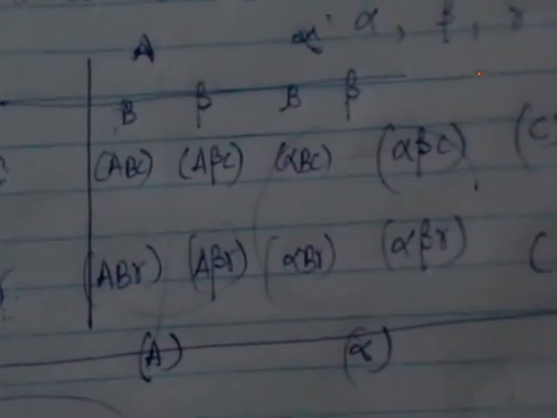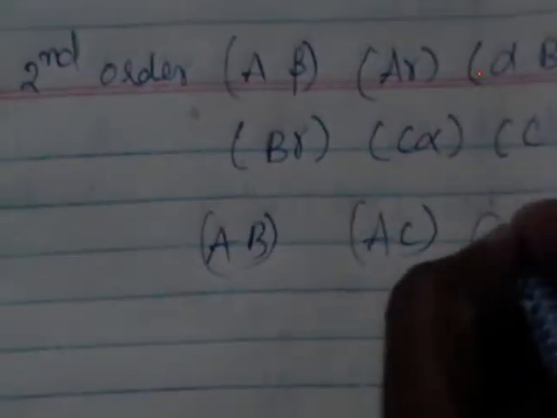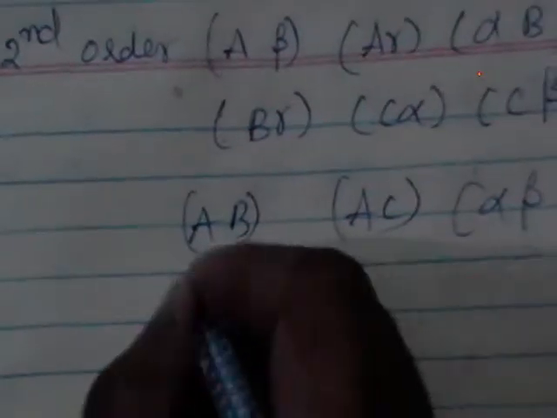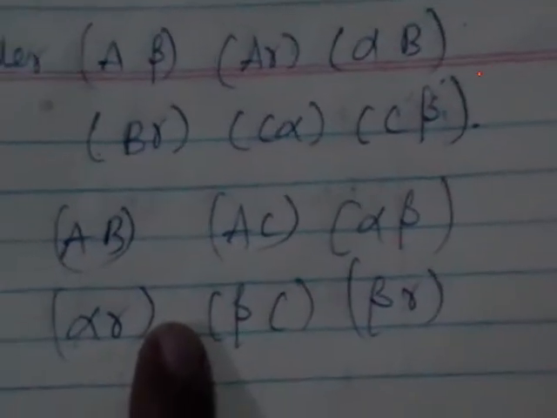And how many second order you are going to get? The second order frequencies you are going to get are nothing but A beta, A gamma, alpha B, B gamma, C alpha, C beta, AB, AC, alpha beta, alpha gamma, beta C and beta gamma. So how do you find out these? How do you identify these means?